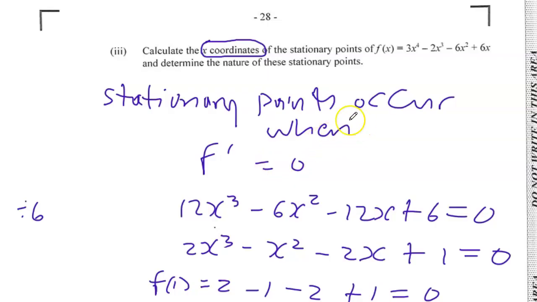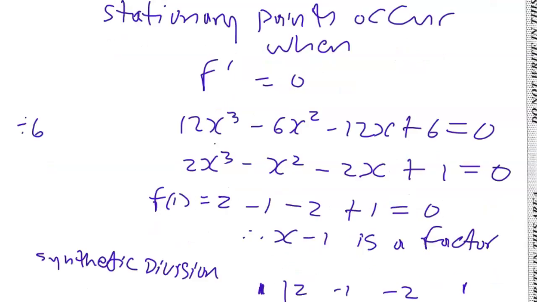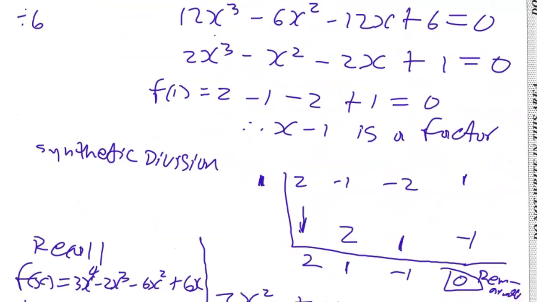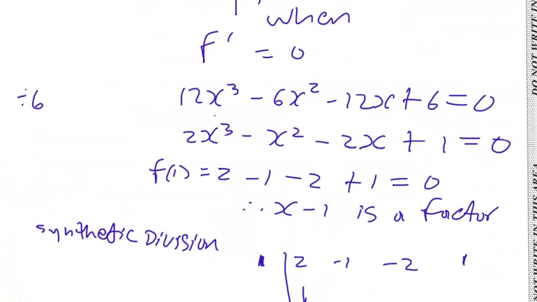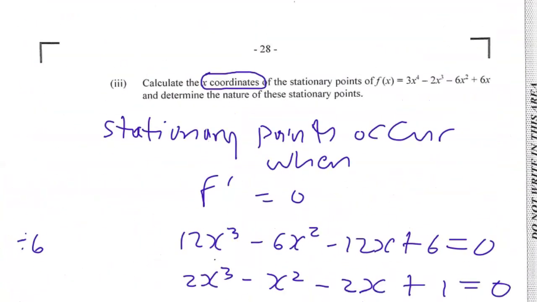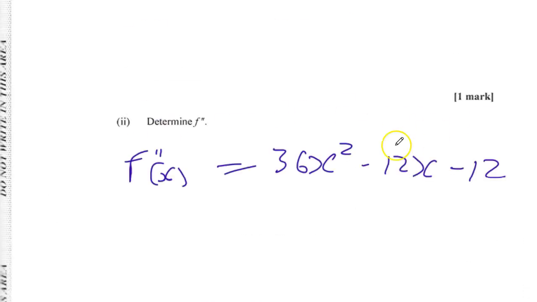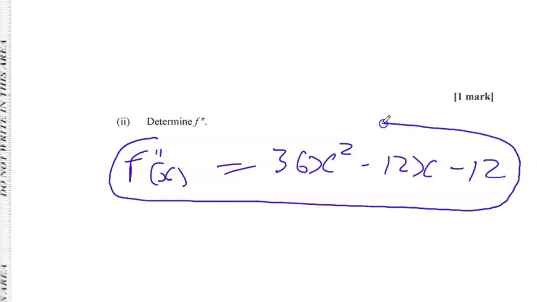Now we were also asked to find the nature of these stationary points. To get the nature, we need to plug the x values into the second derivative. Remember what the second derivative was? Let's go back to the second derivative. We need to plug all the x values into it and see whether the values are greater than 0 or less than 0. So 36x squared minus 12x minus 12.